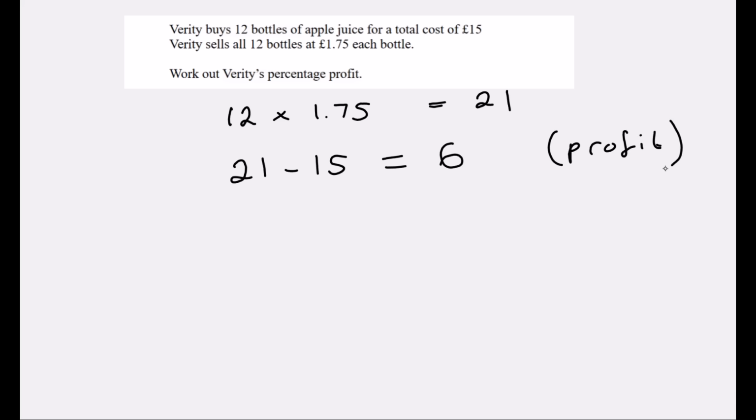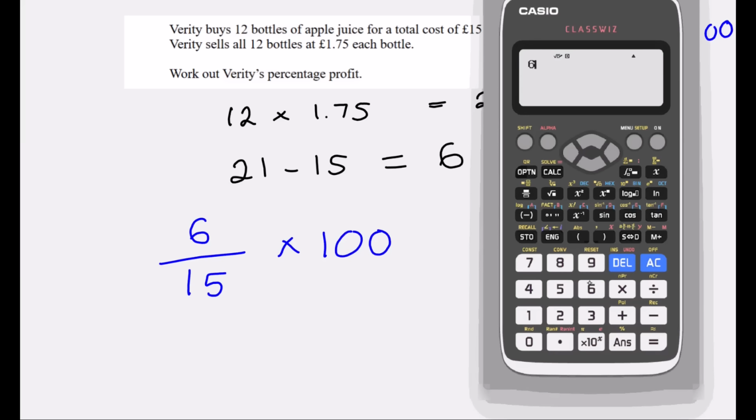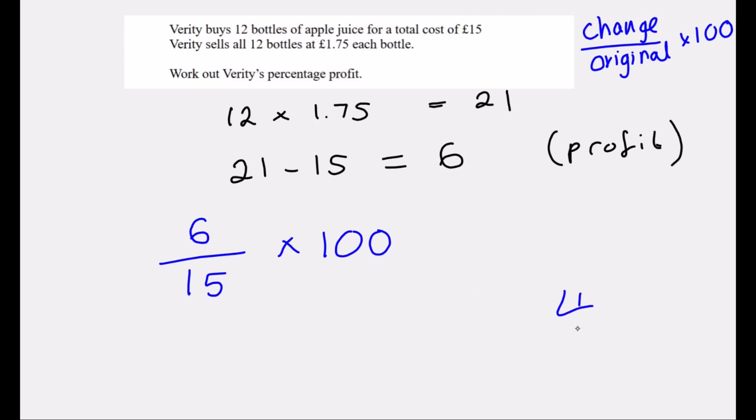What about percentage profit? Whenever we've got percentage profit or percentage change, it's the change over the original times 100. So in this case, 6 is how much it's changed by. The original was 15, times 100. So 6/15 times 100, and that is 40%.